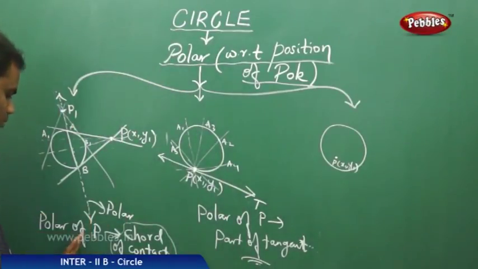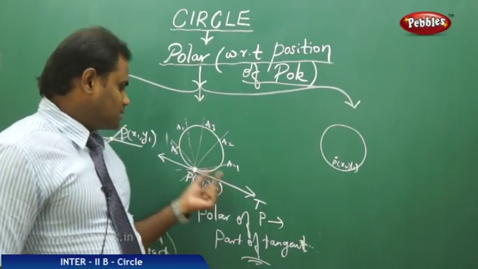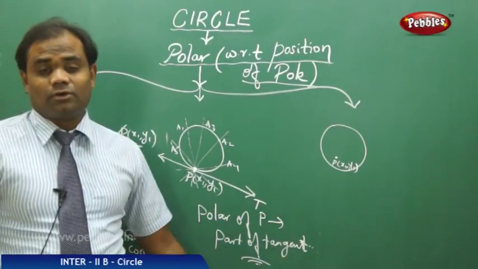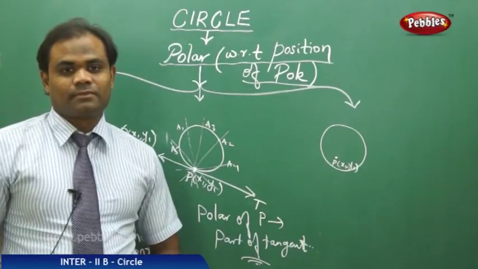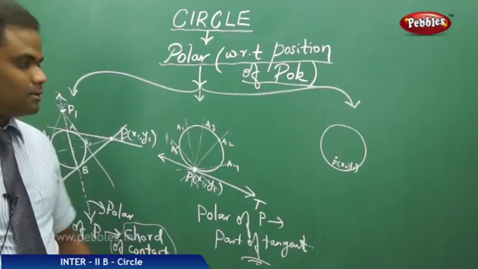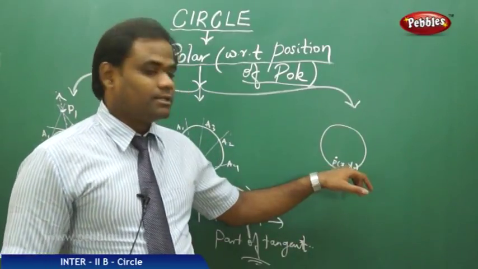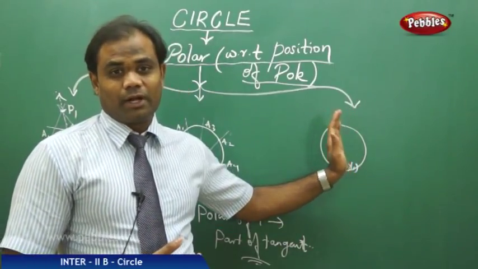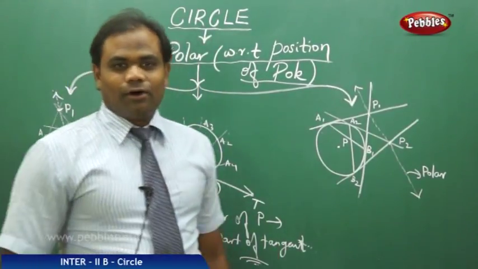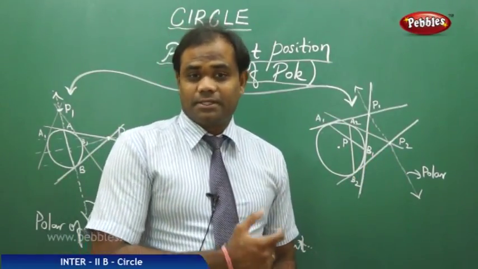P outside, polar is the chord of contact. P on the circle, polar is part of the tangent, where I see that all points intersect at one common point P, which is a point on the tangent. Of course, P is the point of contact in this case. The one which makes contact between the tangent and the circle is the pole in this case. Next is when P lies inside the circle. So let's see exactly what the polar is, or what the position of the polar is when P lies inside the circle. Now let's come to the third case of the point P lying inside the circle.